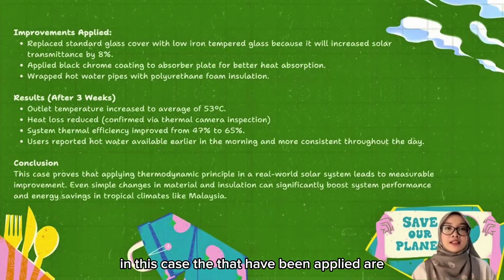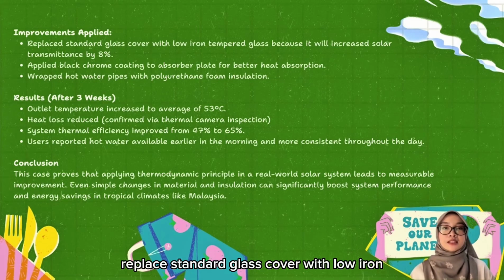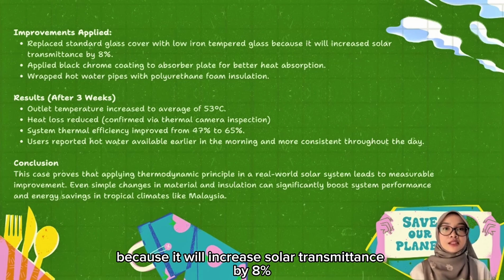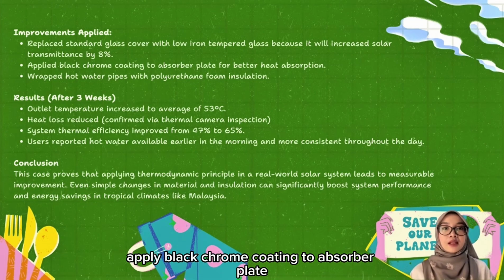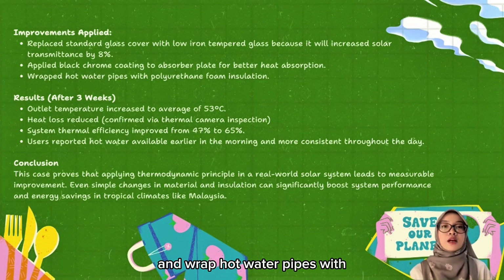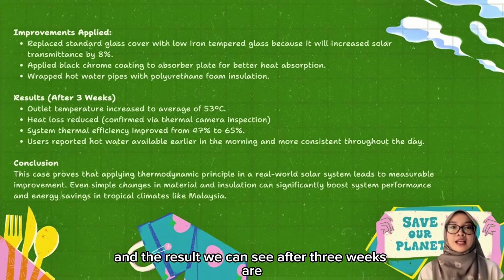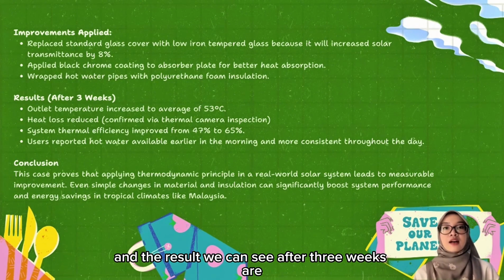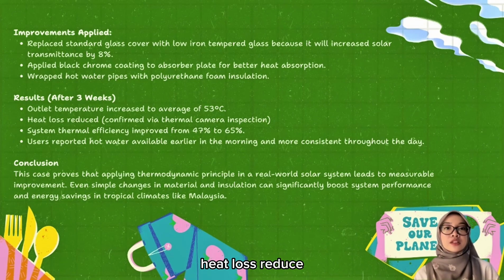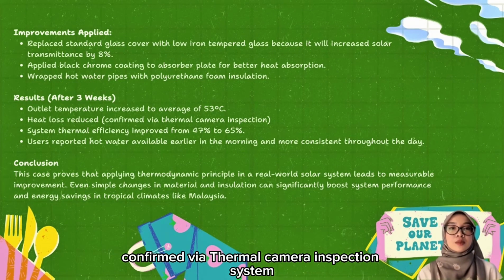In this case, the improvements that have been applied are: replace the standard glass cover with low-iron tempered glass because it will increase solar transmittance by 8%. Applied black chrome coating to the absorber plate for better heat absorption, and wrap hot water pipes with polyurethane foam insulation. And the result we can see after 3 weeks, outlet temperature increased to an average of 53 degrees Celsius, heat loss reduced, confirmed via thermal camera inspection.